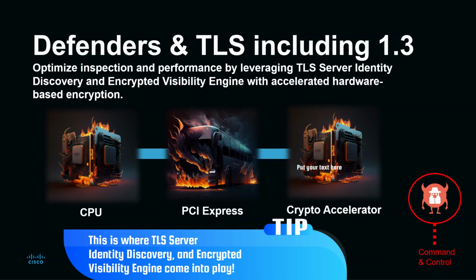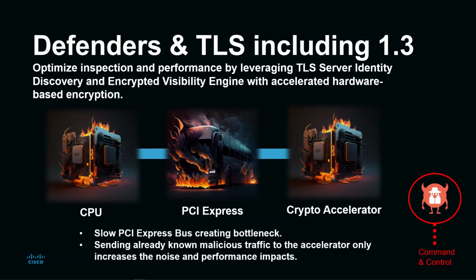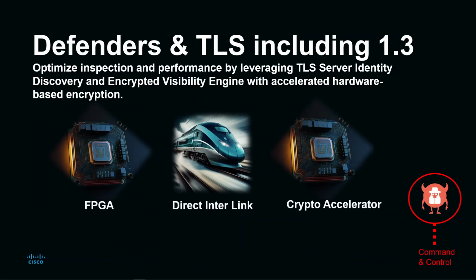The challenge here is CPU could run hot. Crypto accelerators can run hot. They can perform with very low latency, but your bottleneck is going to be that PCI Express bus. And that's the issue. You're going to be sending all the traffic here to do TLS proxy or machine in the middle, and the burden is significantly higher here, even though you've got a crypto accelerator. So again, it's not very efficient. It's the slow PCI Express bus that creates the bottleneck, and you're sending already known malicious traffic potentially to an accelerator, which only increases the noise and the performance impacts that we see.